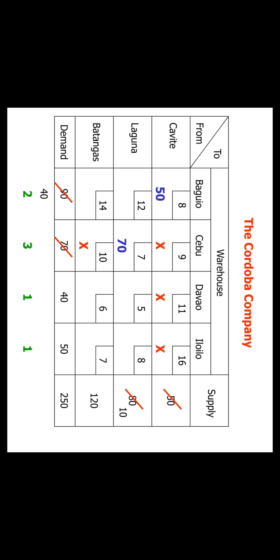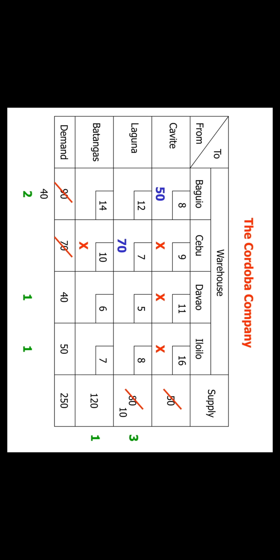So, focusing on the remaining cells in the row of Laguna, your least cost cell is now 5, followed by 8, and the difference would be 3, which would be the opportunity cost of Laguna. For the row of Batangas, you have 6 and 7, the difference is 1. And then we now first erase the opportunity cost of the column of Cebu to avoid confusion.